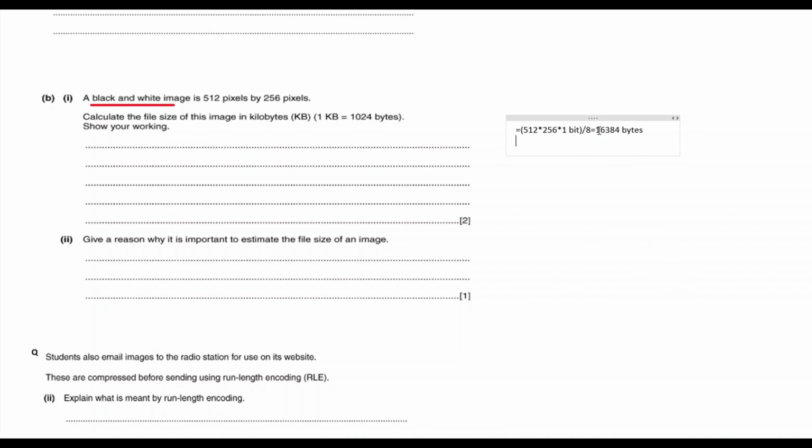So I need to convert the answer into kilobytes. We know that 1 kilobyte equals 1024 bytes. So we will divide 16384 by 1024, right? And I will get 16 kilobytes. This is my answer.